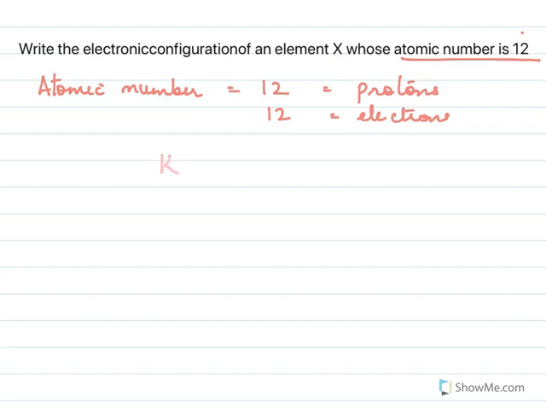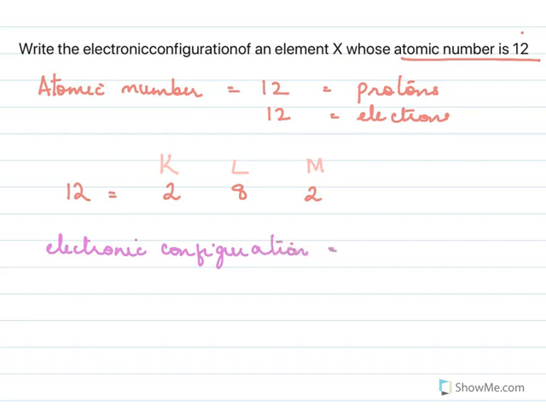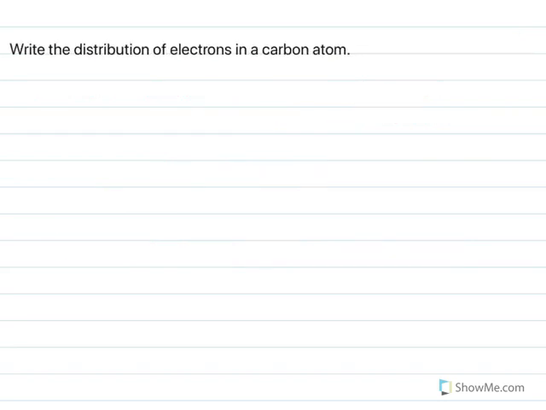So we have the K, L and M shell. So there are 12 electrons to be distributed. So 2, 8, we become 10, 2 are left. So 2 plus 8 plus 2 is 12. So electronic configuration equal to 2, 8, 2.